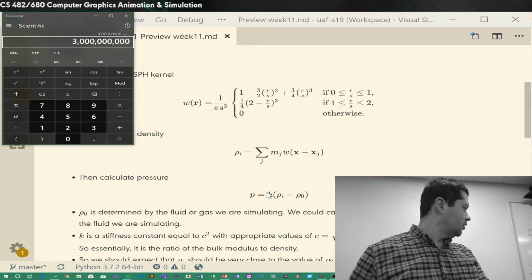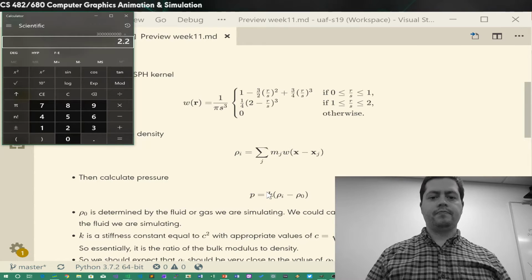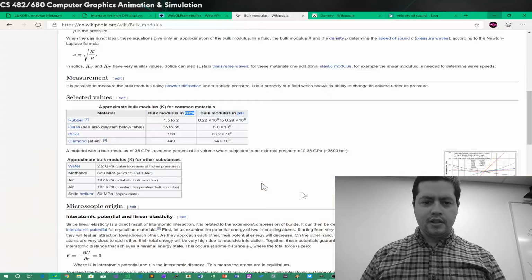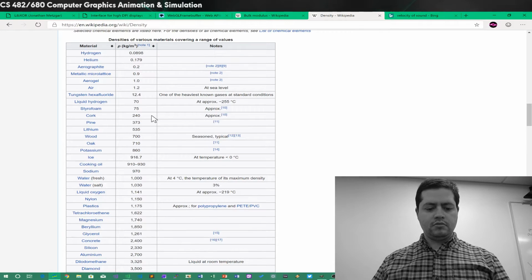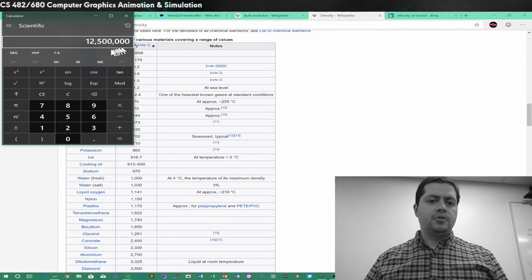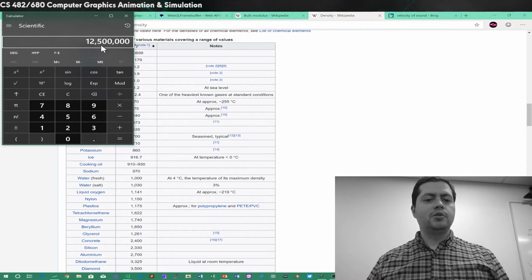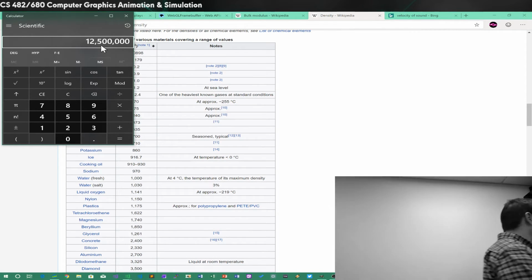Okay, so it's 2.2, right? Or actually we need to look that up, I guess. So the density of something like cork, 240. So we're talking a number where the Ks value is like 12.5 million. For some nonlinear sliders. Okay. Well, we're going to use a slider to go from something small like 0.1 or so to like 3. You know, we'll use something reasonable.